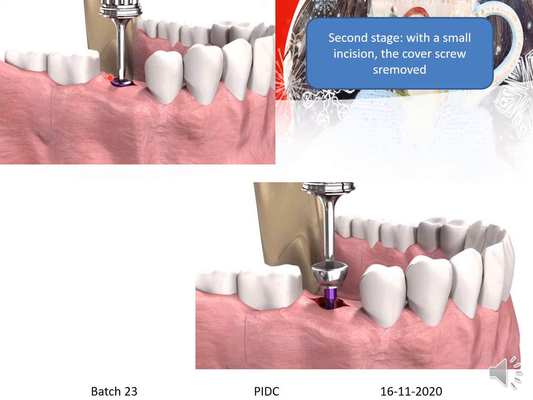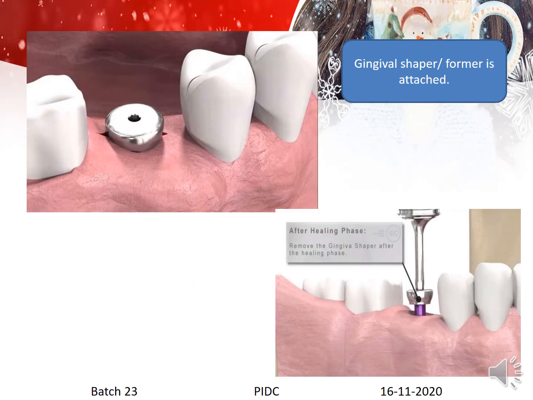You are going to remove the cover screw. Just make a small incision, and the cover screw which you have placed, you are going to remove it. So you can see how we are removing the cover screw, followed by which you place something called a gingival shaper or the gingival former.